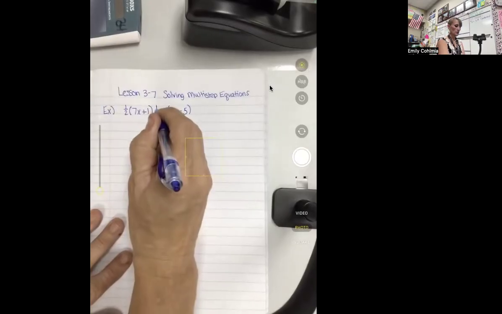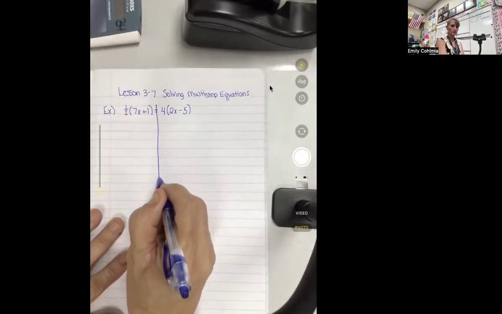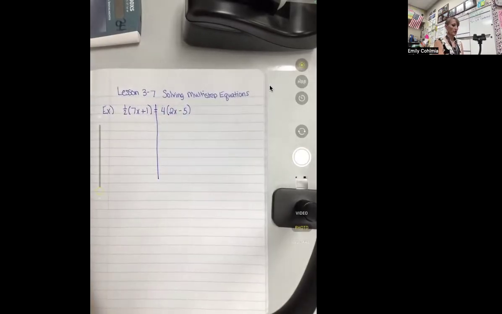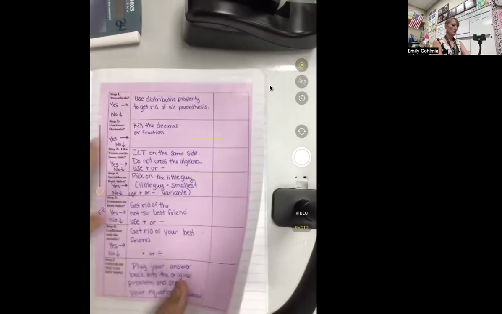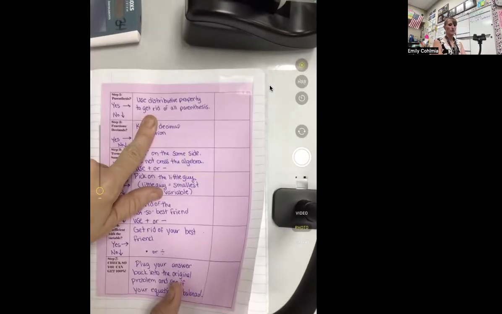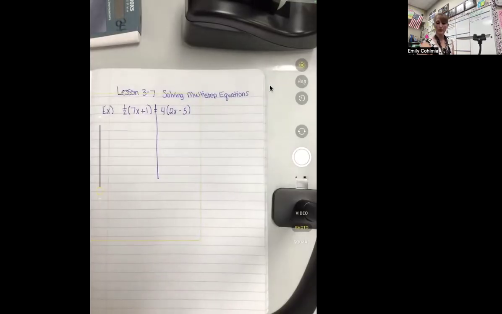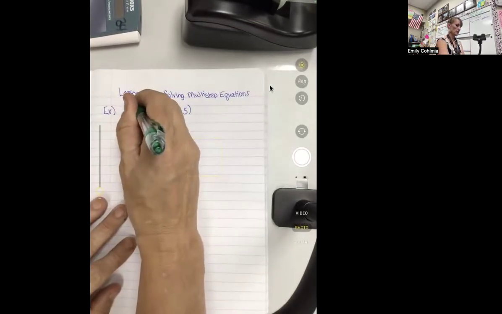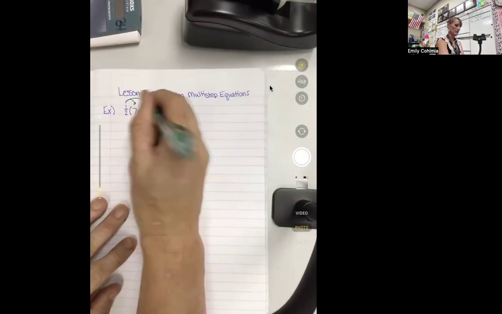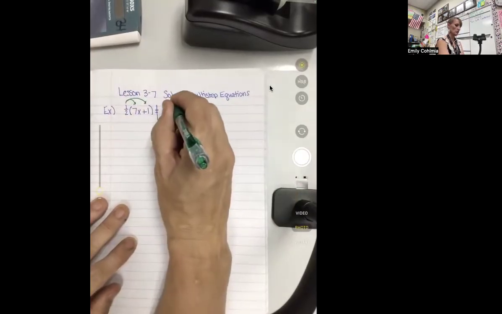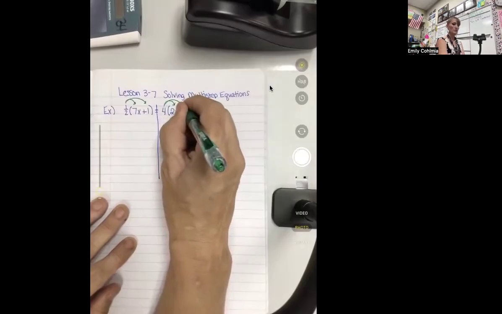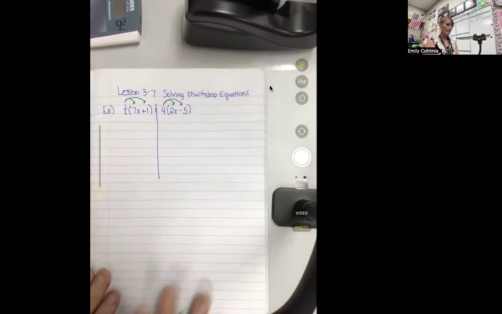So first thing we're going to do is draw our algebra wall. Okay, and we're going to start with distributive property, get rid of all the parentheses. So we know how to do distributive property. We've been doing that one for a while. So we're going to take this guy, distribute to everything in the parentheses. Same thing here, we're going to distribute to everything in the parentheses.